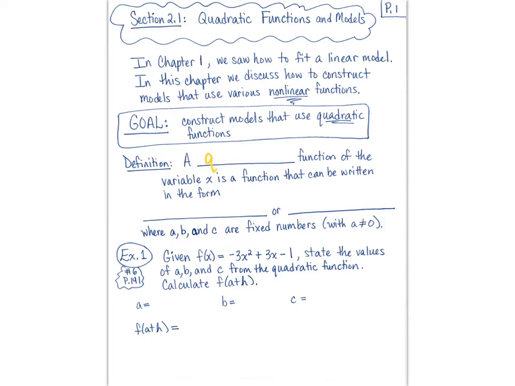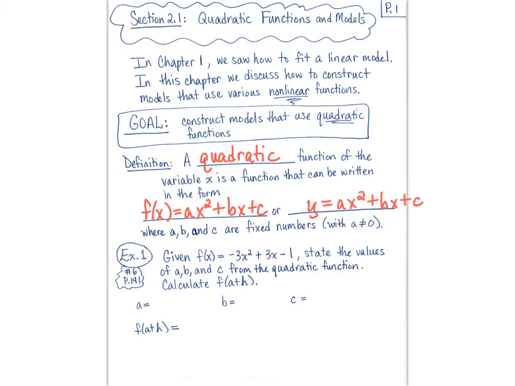A quadratic function of the variable x is a function that can be written in the form f of x equals ax squared plus bx plus c, or y is equal to ax squared plus bx plus c. So you can use f of x equals or y equals. And here, a, b, and c are fixed numbers with a not equal to 0.